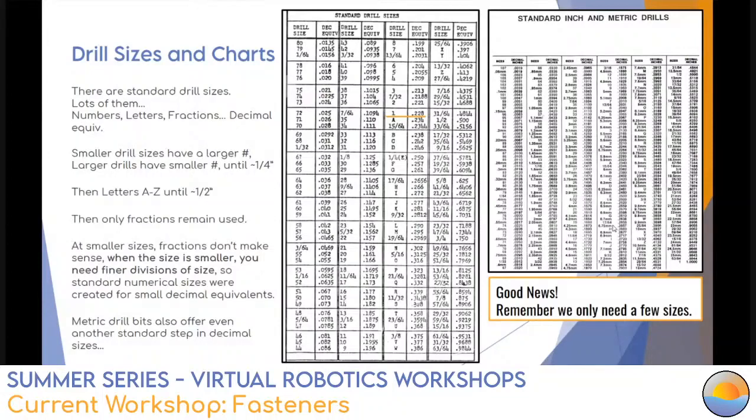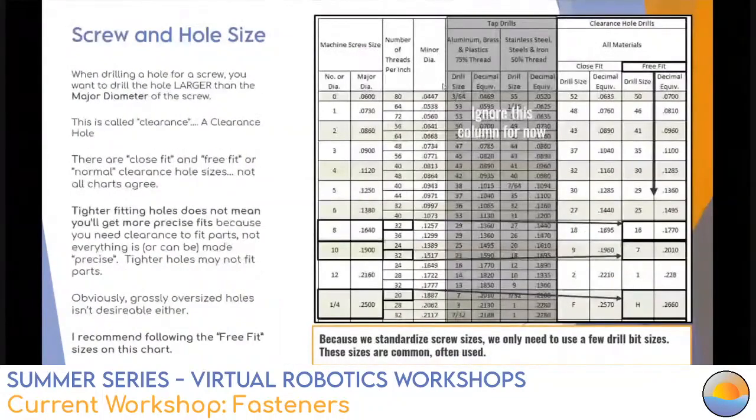So back to this chart. For every screw fastener, you need to drill and create a clearance hole. This is why you have clearance. You need the hole size to be larger than the major diameter of the screw. The hole can't be smaller than the screw, and of course there are different standards. Either you want a close fit, a free fit, or a normal fit.